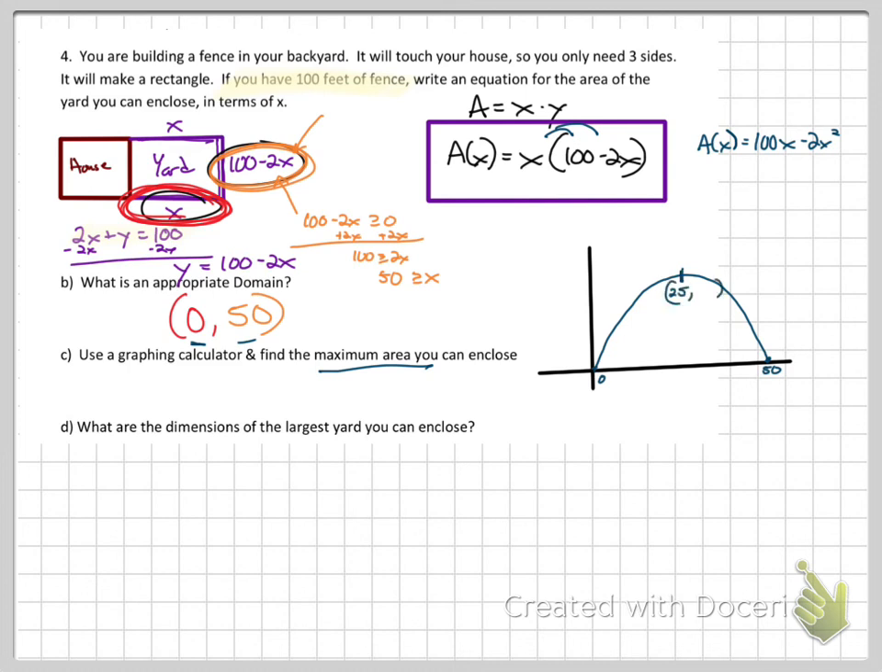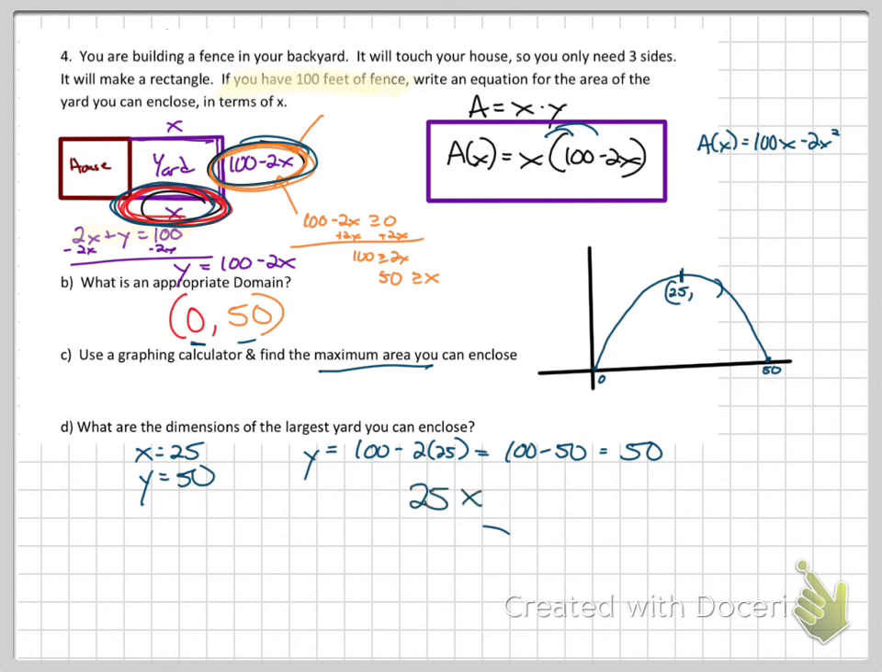So the dimensions of the largest yard are going to be when x equals 25. So my dimensions, remember up above circled in red and orange, are going to be x equals 25 because I found the vertex, but I need to plug in 25 to find the other side, the y side. 100 minus 2 times 25, or 100 minus 50, which is 50. So my y is 50. So my yard is 25 by 50.